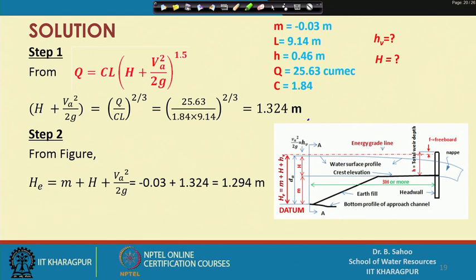In step 2, from this figure you can get h_e equal to m plus (H plus v square by 2g), and m is minus 0.03, and in step 1 you have already obtained H plus v square by 2g equal to 1.324. So, that will be equal to 1.294.